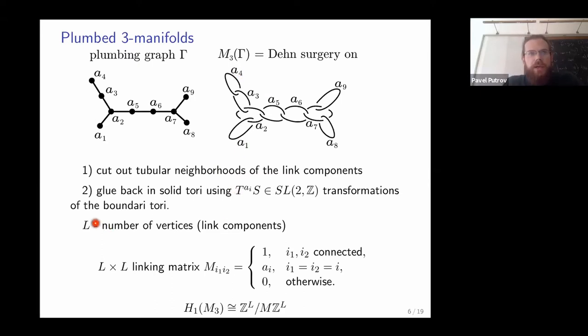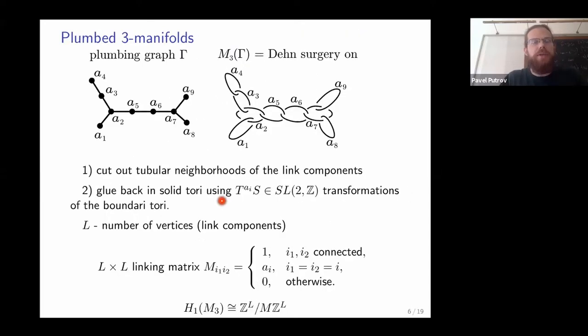And in what follows, I will denote by L the number of vertices in this plumbing graph. The important quantity associated to this graph is the L by L linking matrix M. It's equal to one if two vertices are connected, the diagonal elements are given by the integer framing numbers, and the rest are zero as always. And in particular, the first homology group of this three manifold obtained by this surgery can be identified with the cokernel of this matrix M.